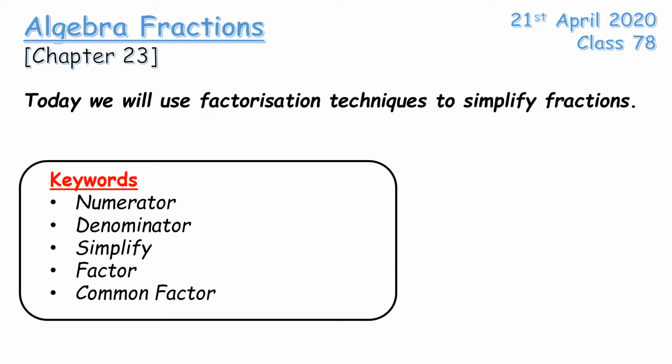So we're starting into a new chapter today and we're going to start looking at algebra fractions. We're going to use what we have already learned about factorization to help us to simplify fractions. Some of our keywords: numerator, so that's the top of the fraction; denominator is the bottom of the fraction. To simplify, so to make it as simple as possible, we're going to use our factors, and in particular we're going to be focusing on common factors, so a factor that is common.